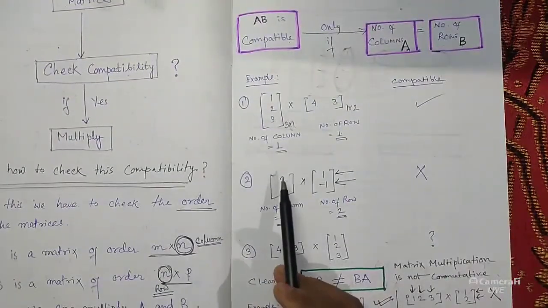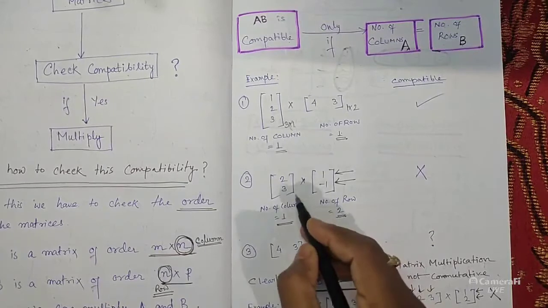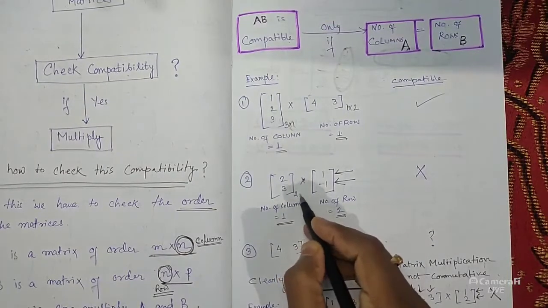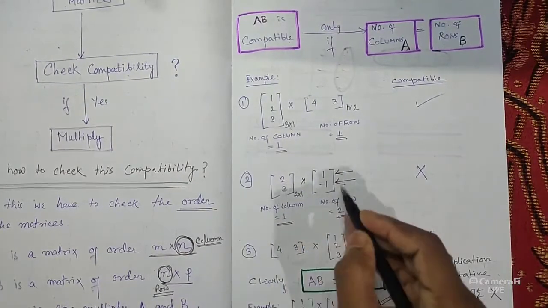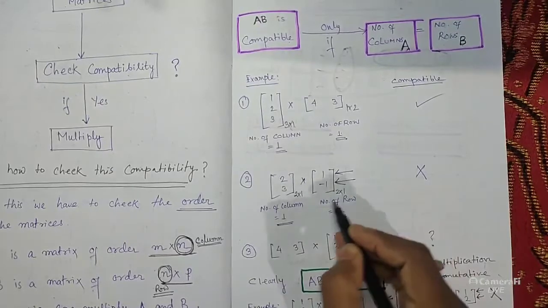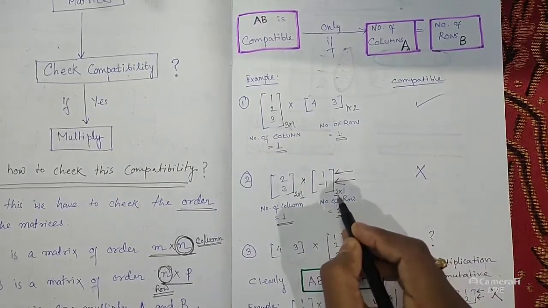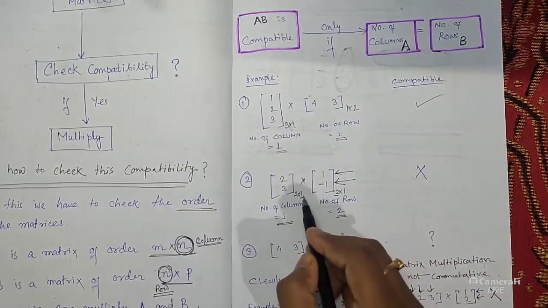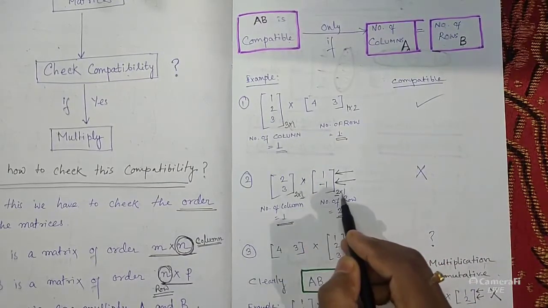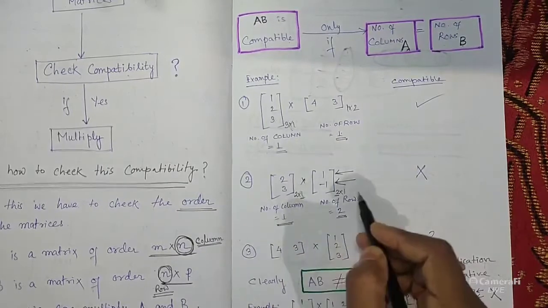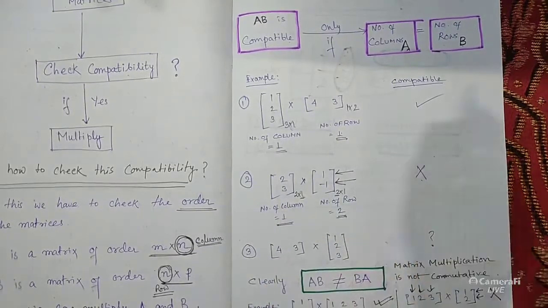Second example. Here what is the order? 2 rows, 1 column. But the number of columns is not equal to the number of rows. The number of columns in the first matrix is 1 and the number of rows of the second matrix is 2. So these are not equal, therefore we can't multiply it.